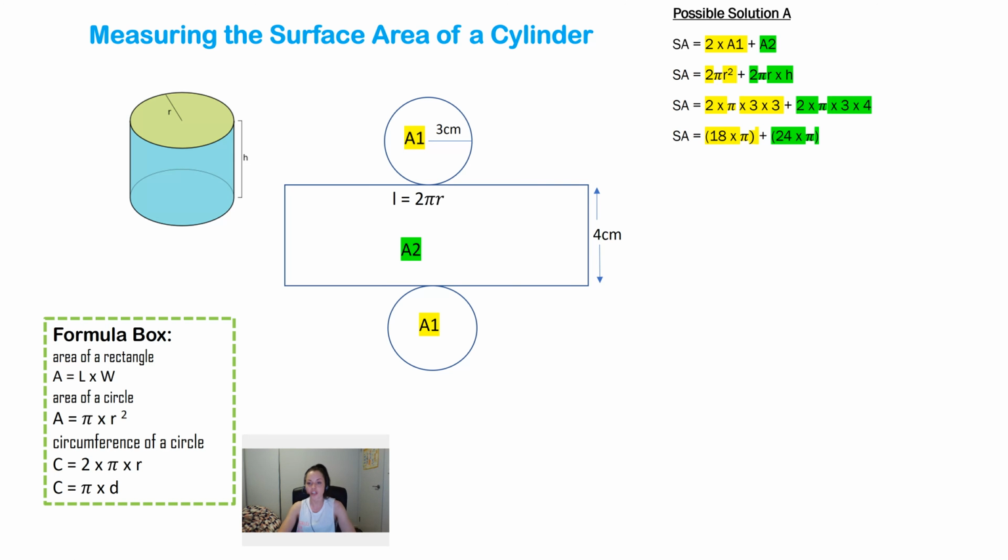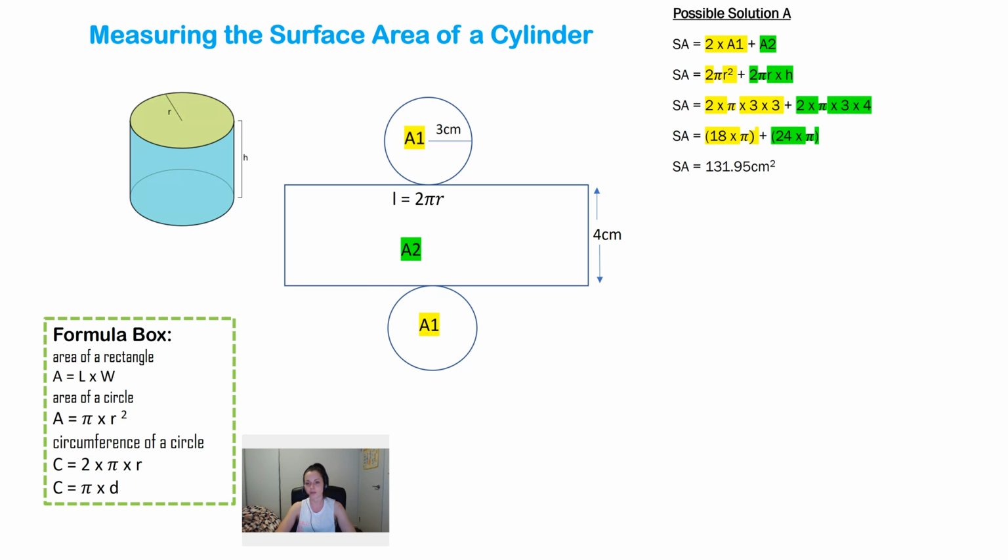Now 2 times 3 is 6, and 6 times 3 is 18, so 18 times pi. Then I'm adding the green part as well. Again, 2 times 3 is 6, and multiplying that by 4 gives 24, and then we're multiplying it by pi. If you put it into your calculator, please make sure you include the brackets. That is really important, otherwise you'll get the wrong answer. In this scenario, my total surface area to 2 decimal places would be 131.95 centimeters squared.